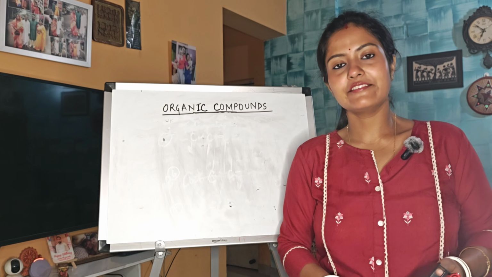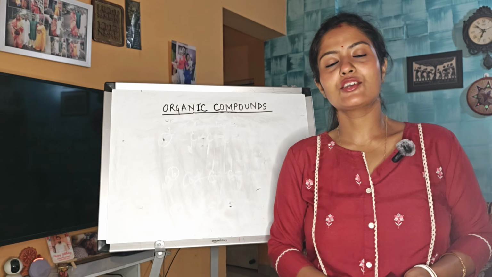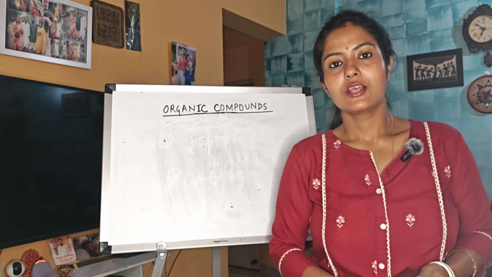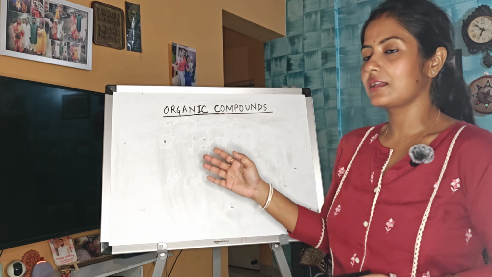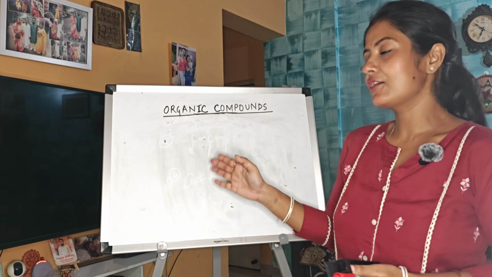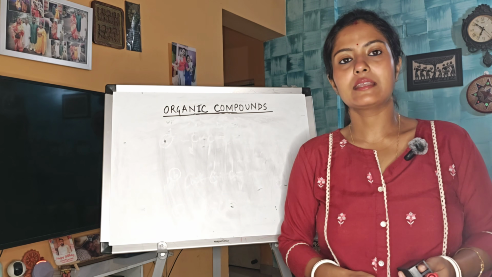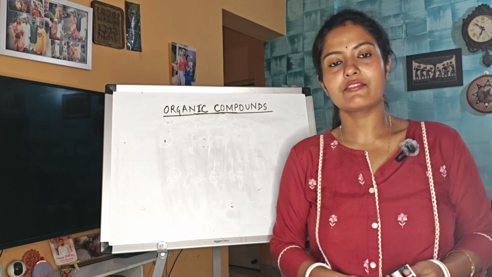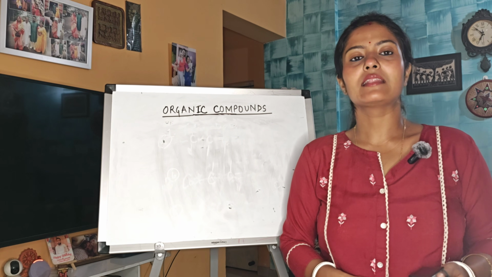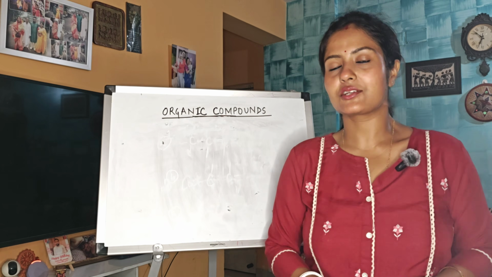So in the previous 3 videos we have discussed valency of elements, electronic configuration and the formation of compounds. Today we will be starting with another topic, organic compounds. This part of chemistry will require a basic understanding of electronic configuration and valencies. So please go through the previous videos, and the links will be provided in the comment section.